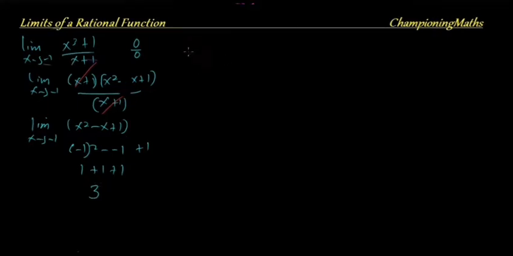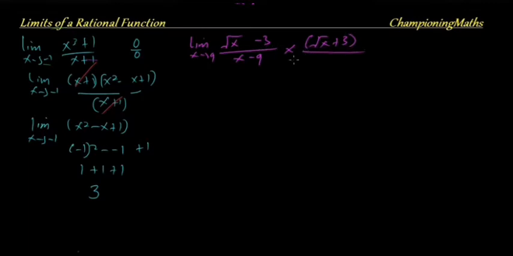Let's look at another problem. What is the limit as x approaches 9 of square root of x minus 3 over x minus 9? When you plug in 9, we'll be having 0 over 0 indeterminate form, and this function cannot be factorized. So whenever you have radicals, you multiply by the conjugate. So this will give us square root of x plus 3. Now, whatever you do to the top, you must do to the bottom as well. So we'll be having square root of x plus 3.